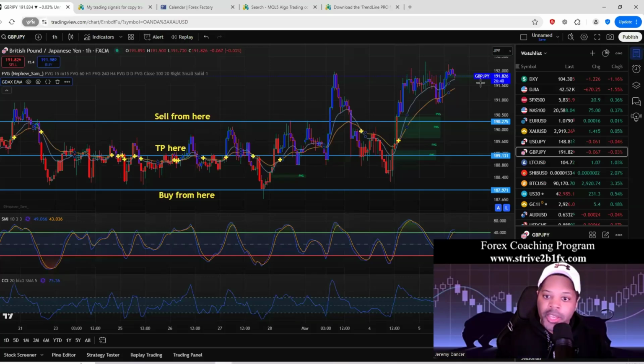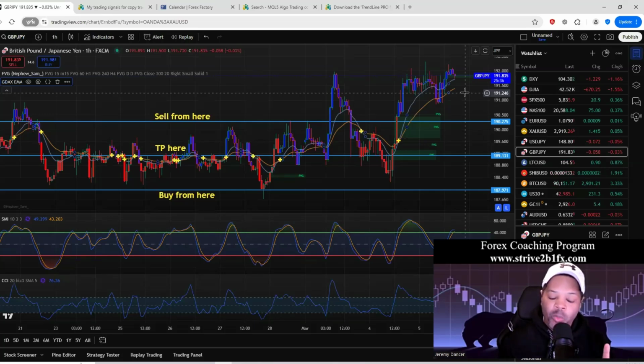So now when I go back to my TradingView, I can see if it's realistic or not. So TP or take profit number 3 is going to be 191.200. So that's just right here, which is very unrealistic.